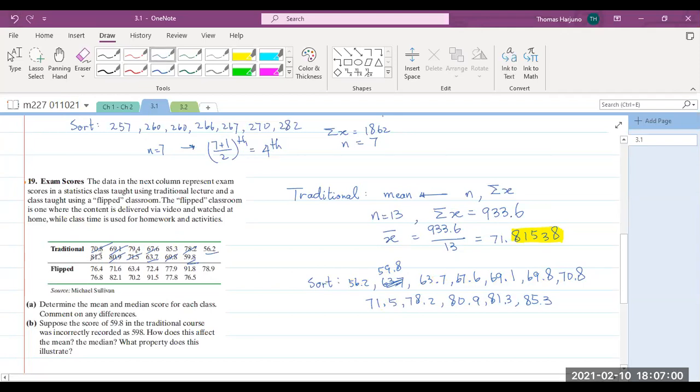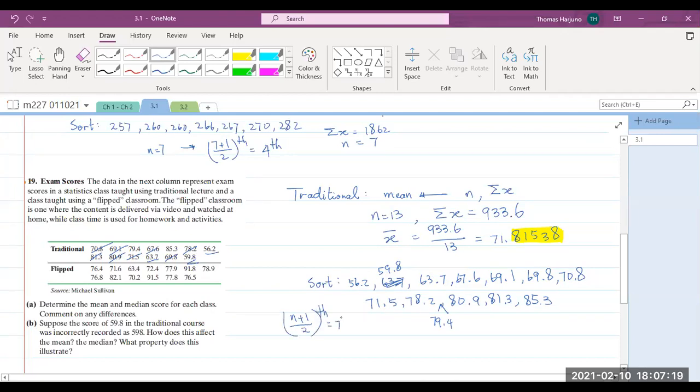81.3 is done. Oh, 79.4. 79.4 is here. Okay, now it's 13. Now I use my formula. There are 13 data plus 1 becomes 14, divided by 2.